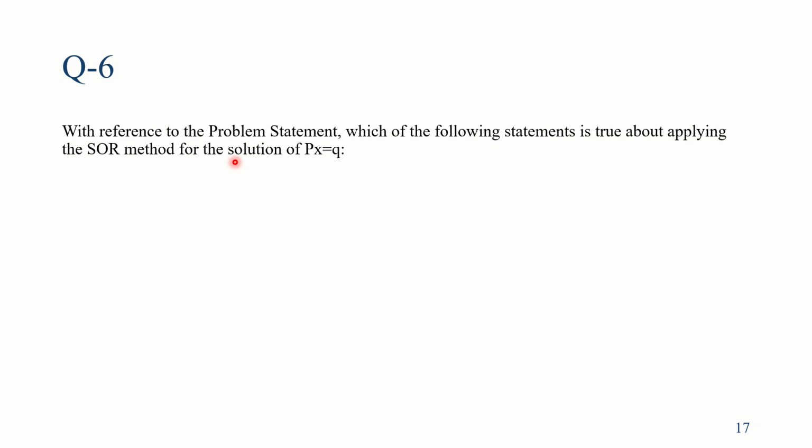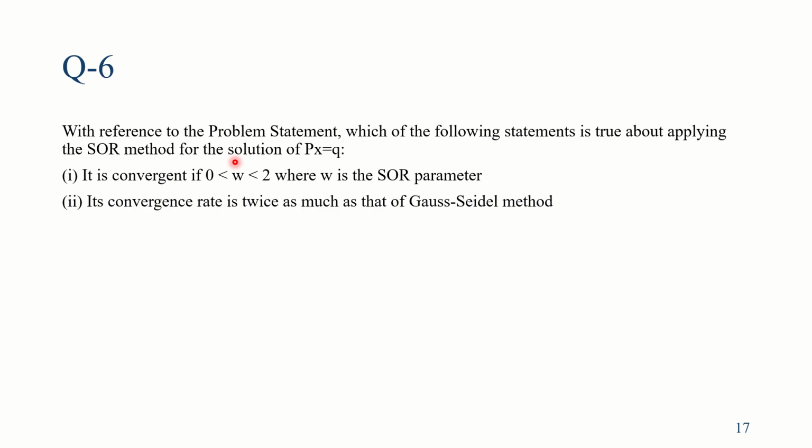In question 6, with reference to the problem statement, which of the following statements is true about applying the SOR method for the solution of Px is equal to Q? First one, it is convergent if omega is between 0 and 2, where omega is the SOR parameter. Second, its convergence rate is twice as much as that of the Gauss-Seidel method. Option A, 1 only; option B, 2 only; option C, 1 and 2; option D, neither 1 nor 2.